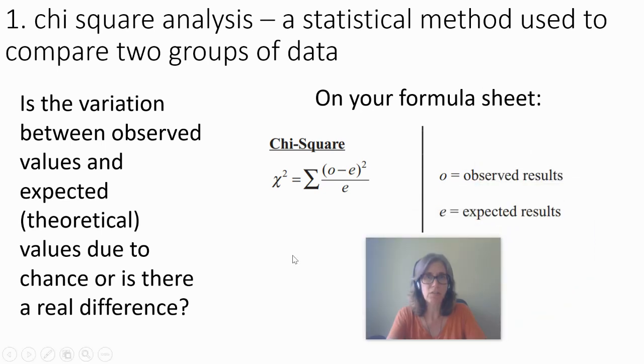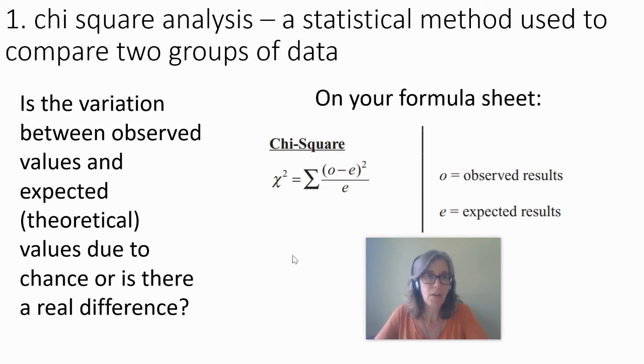All right, so here's what the chi-square analysis looks like. Let's define it first. It's a statistical method used to compare two groups of data. We're going to call those two groups of data the observed data, which is what you do in your experiment or what you count out in the field, versus expected, which is your theoretical expectation. Most of our chi-square analyses are going to be done on genetics crosses, so I'll do some practice with you on that.